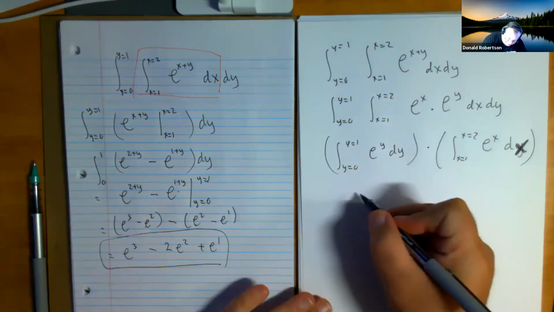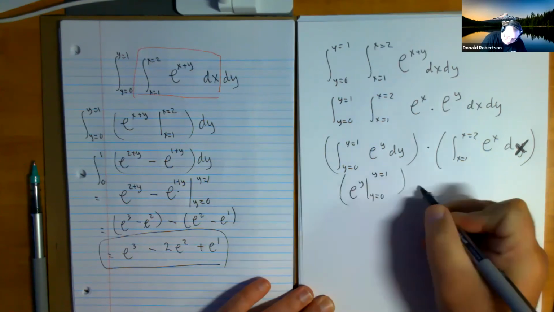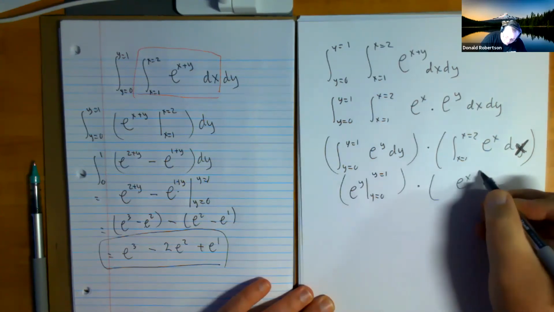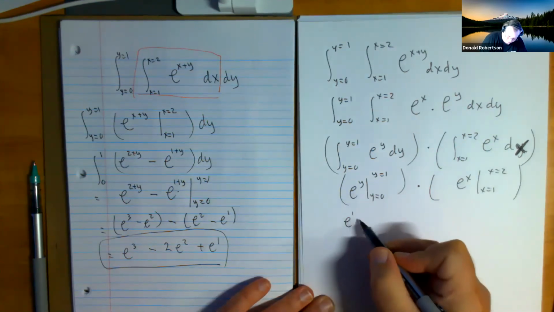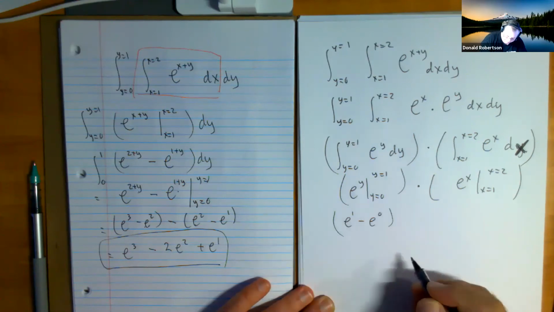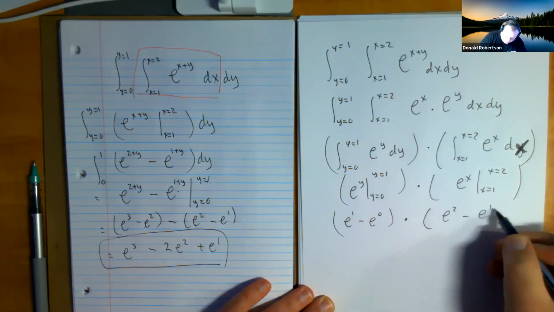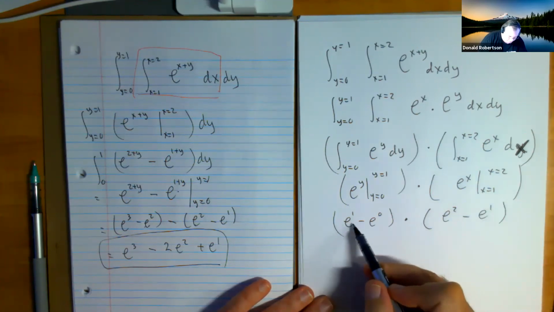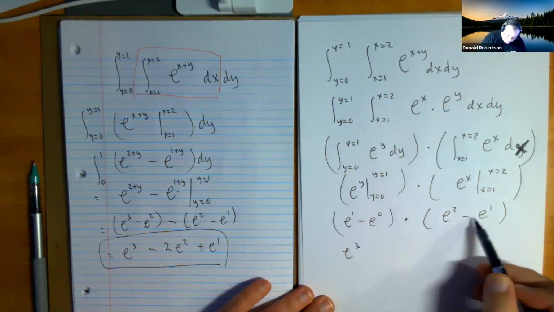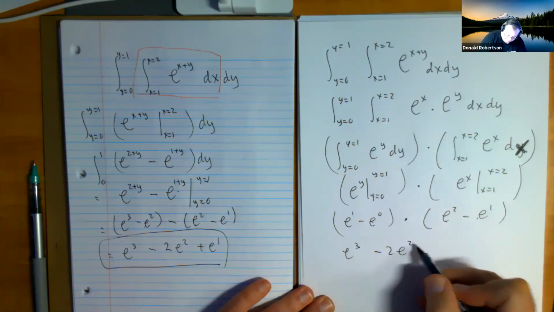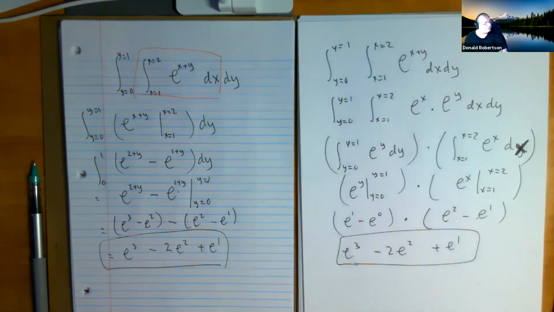And this fella is e to the y evaluated at 0 and 1. And this fella is e to the x evaluated at 1 and at 2. This guy gets you e to the 1, take away e to the 0. And this fella here gets you e squared, take away e to the 1. And that times that gets you e cubed. That times that gets you e squared. That times that gets you another e squared. And that times that gets you plus e to the 1. You see, you end up with the same answer.